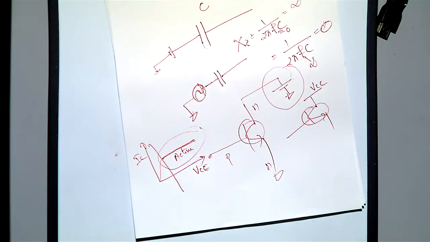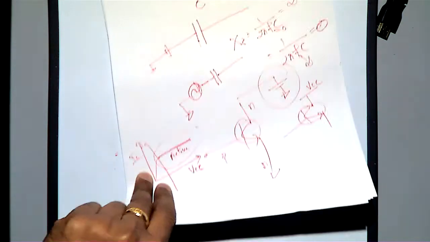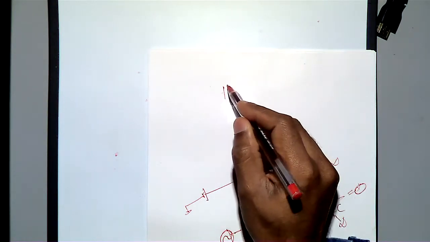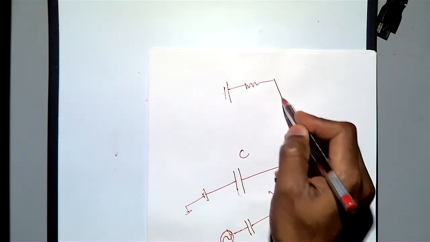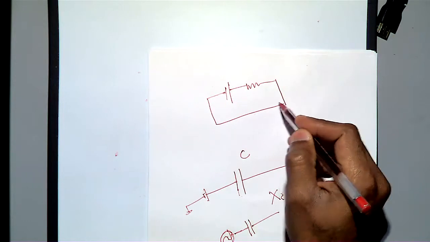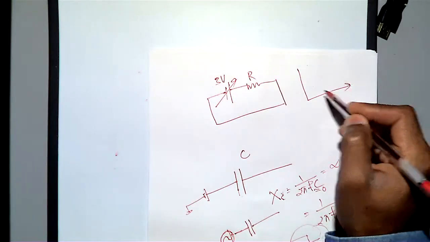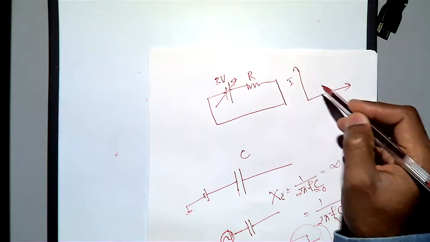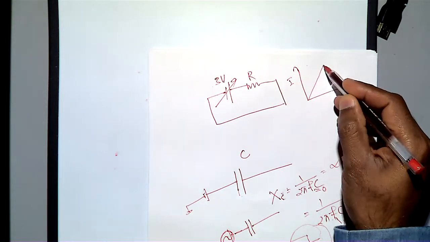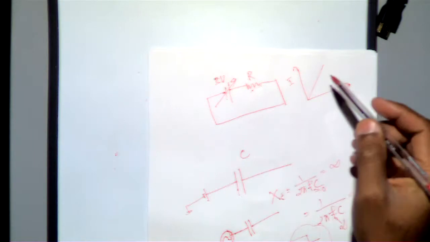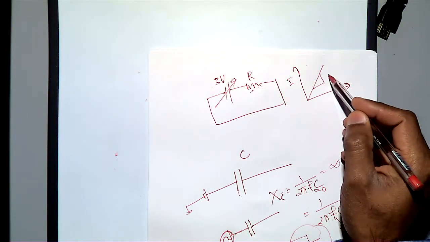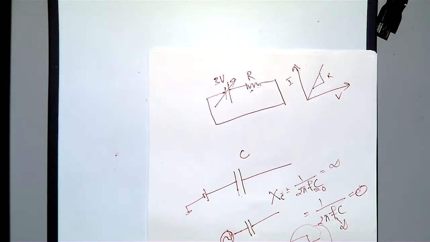A current source is a device that keeps your current constant. This is a simple example. You have 3 volts, and this voltage you can vary. This is your R. When you are plotting your IV characteristics, this is your current, this is your voltage. Then you get a slope depending upon the value of this R. The slope here is the R value. So that is Ohm's law.